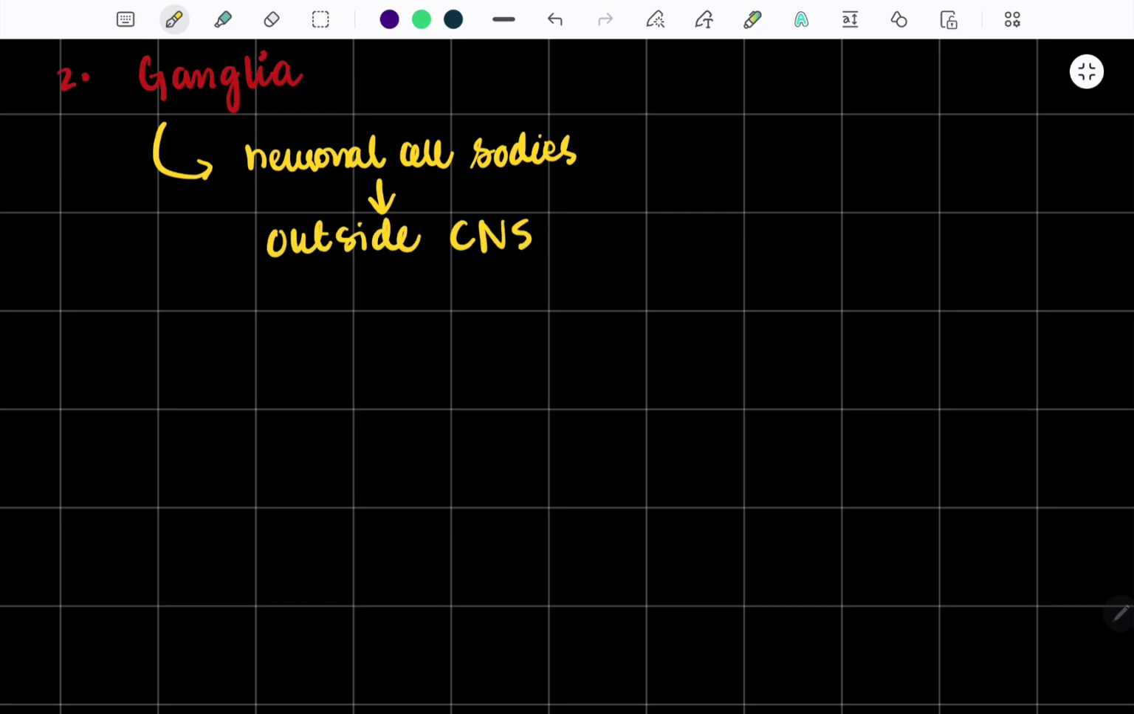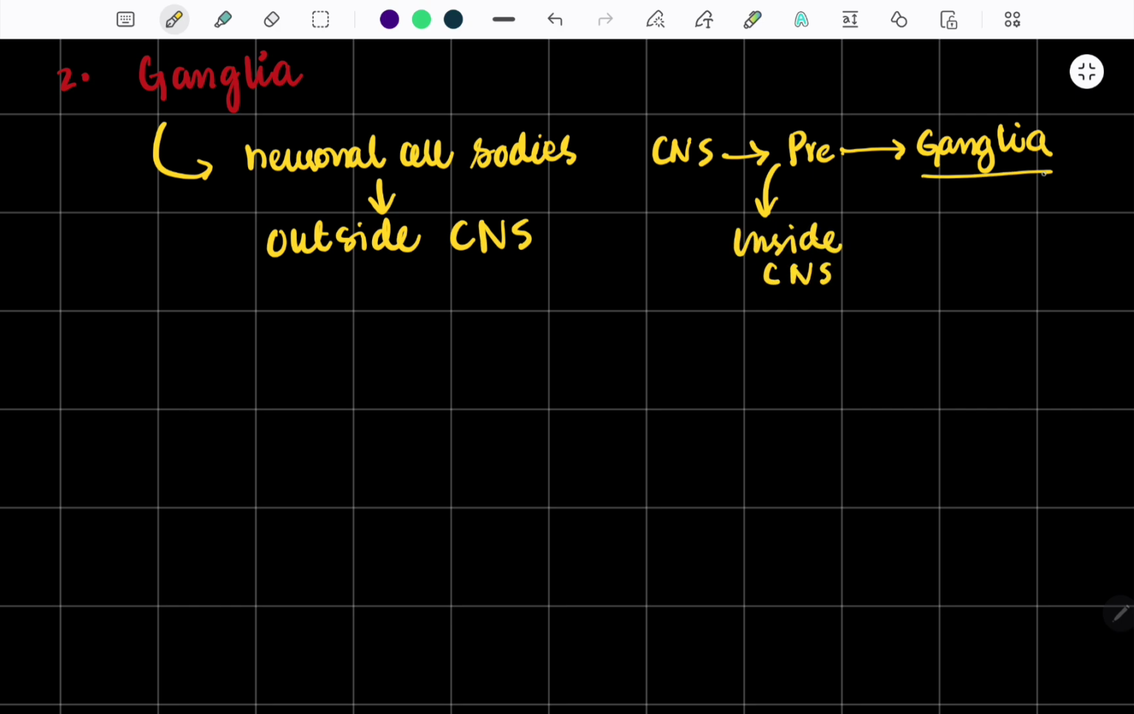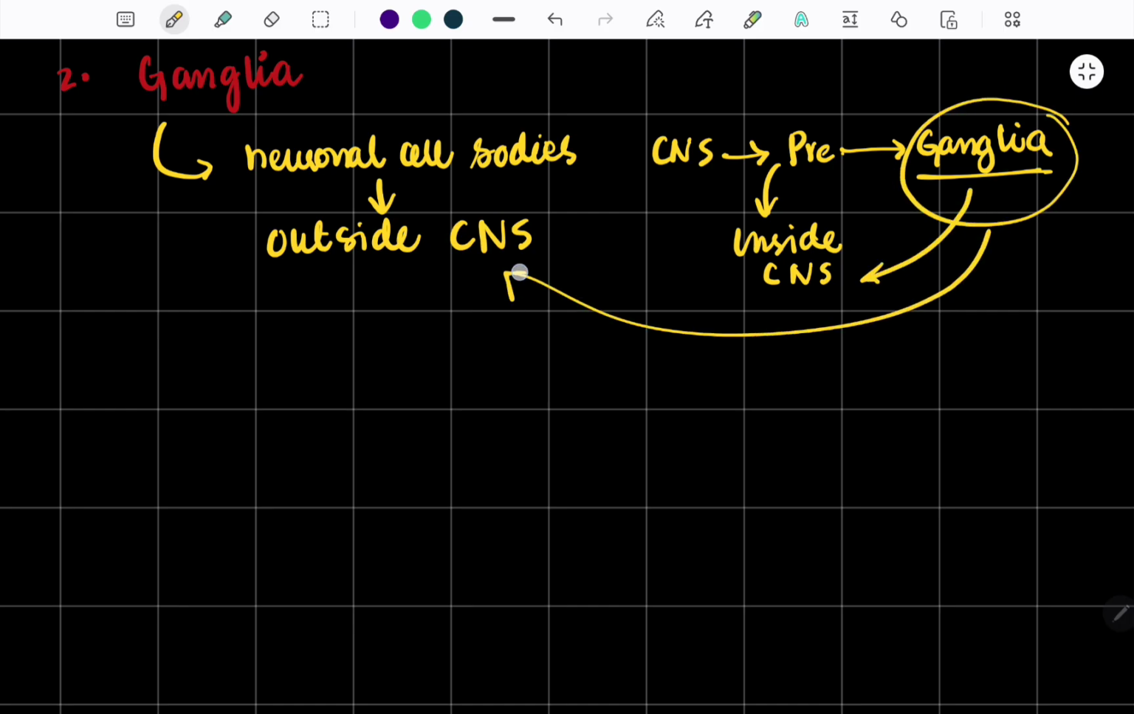As we were discussing the pathway, we knew that after the CNS, the impulse travels to the preganglionic neurons, right? Then the impulse travels to the ganglia. So obviously the cell bodies of the preganglionic neurons are present inside the CNS. Then it is impossible for the ganglia to be present inside the CNS. That's why ganglia are located outside the CNS, right?